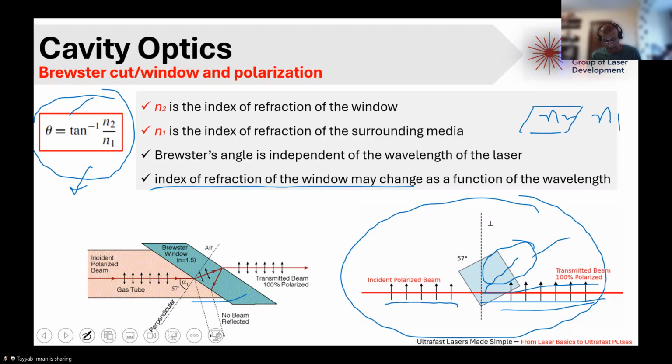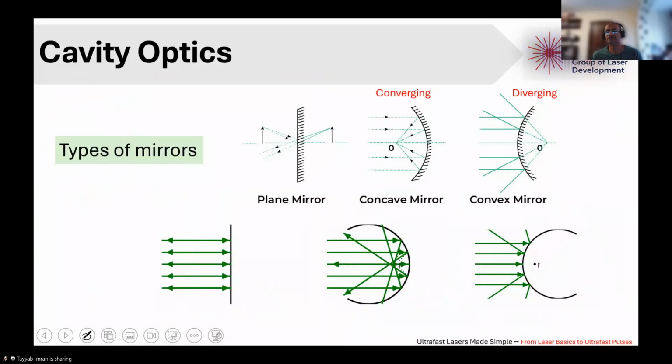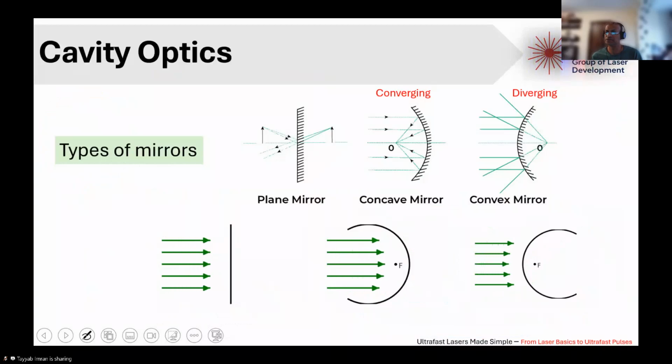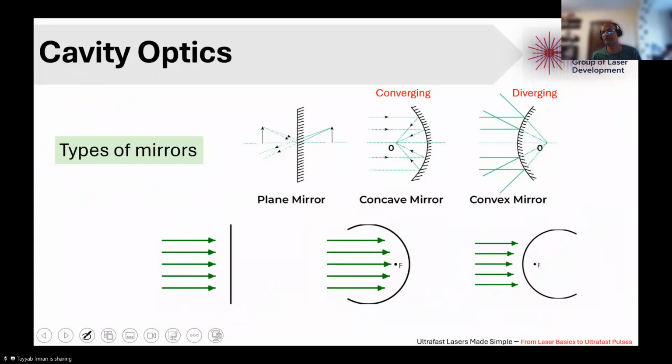Okay. I hope you understand this. If you have studied basic optics in high school, then you would know that there are two kinds of mirrors, concave mirrors and convex mirrors, that is converging and diverging, and plane mirrors. So why do you need to know about this? Because in the cavity, you need to use these kinds of mirrors. Sometimes you need a plane mirror, sometimes a concave mirror, sometimes a convex mirror.